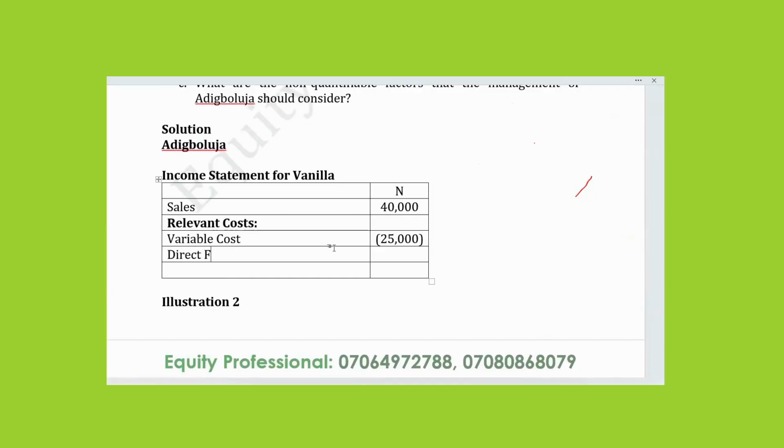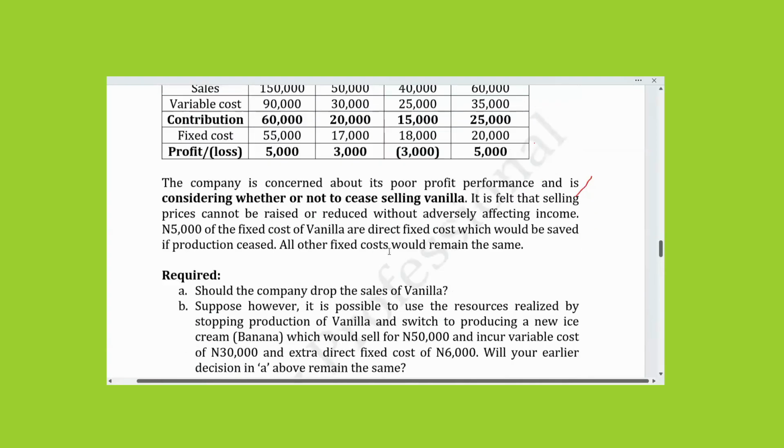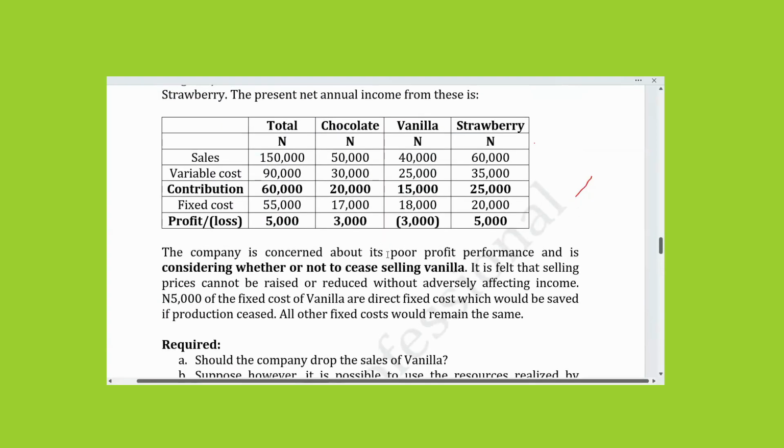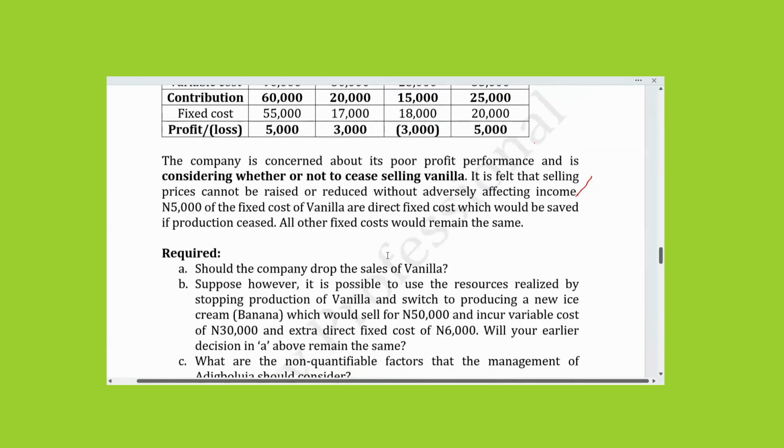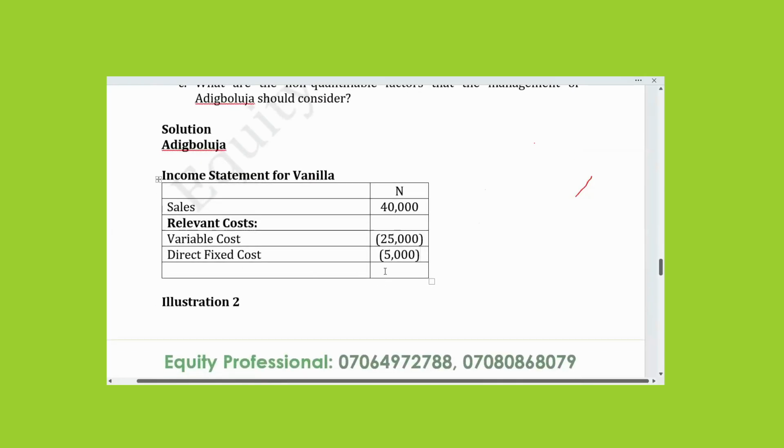Direct fixed cost, 5,000 naira. So there's no other cost again that relates to vanilla apart from that. So I would then find the difference. 40,000 minus 30,000, that's 10,000 naira.